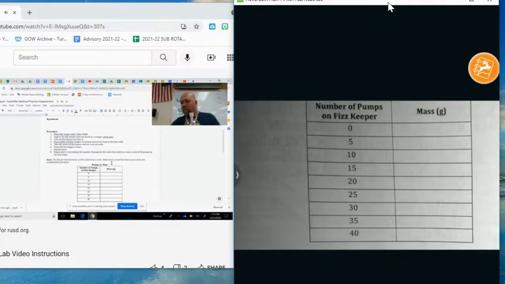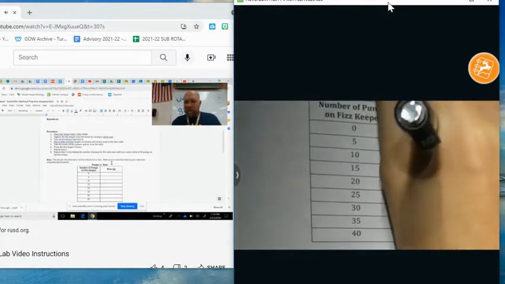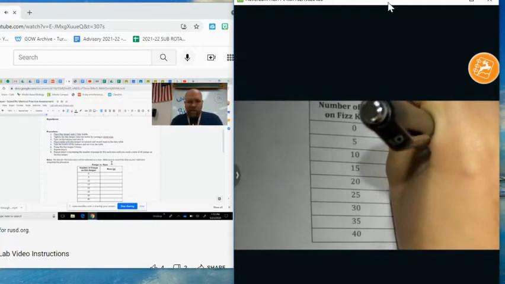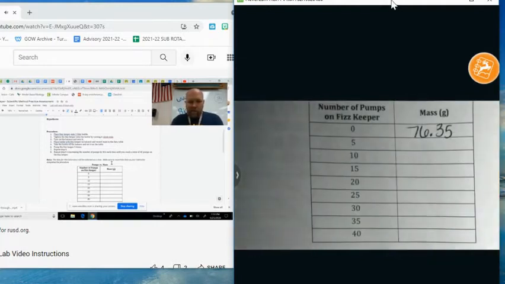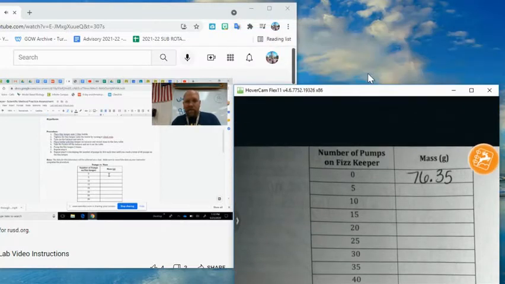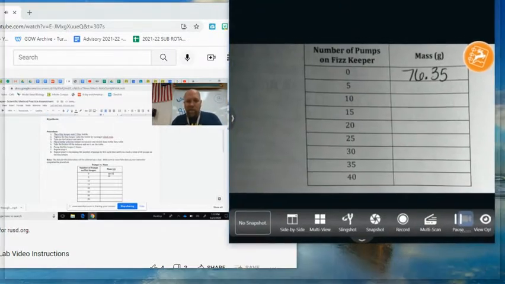No, Mr. I is not going to zoom in. That's why I'm writing it. And it should be set. Yep, it is set and zeroed. So what I'm going to do is weigh the bottle, and I get a total of 76.35 grams. I will fill in the numbers there. You will fill in these numbers on your exit ticket. Not an exit ticket, before you turn it in.